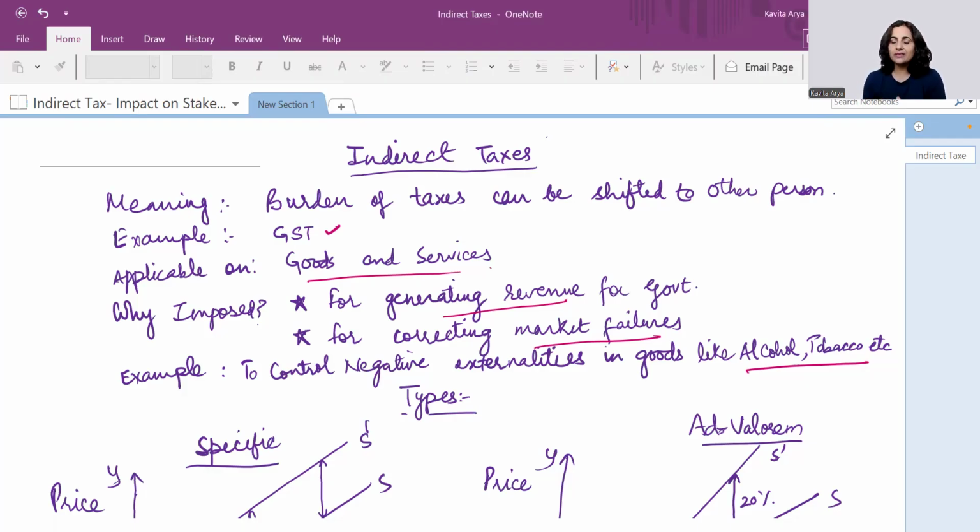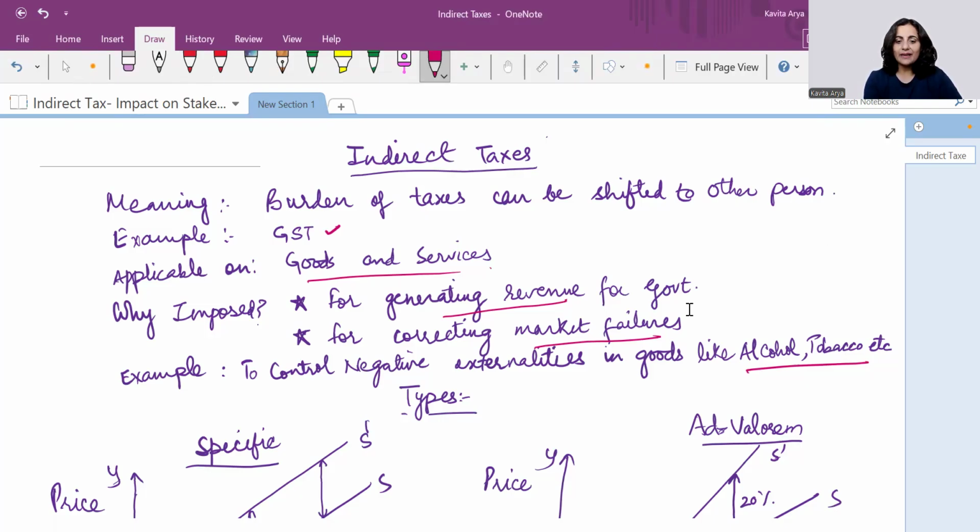So to adjust that, the government tries to impose taxes so that the production of goods and services which have negative externalities should be controlled. And hence the prices also should be raised so that there is a curb on the consumption and production of these things. So let's move ahead.